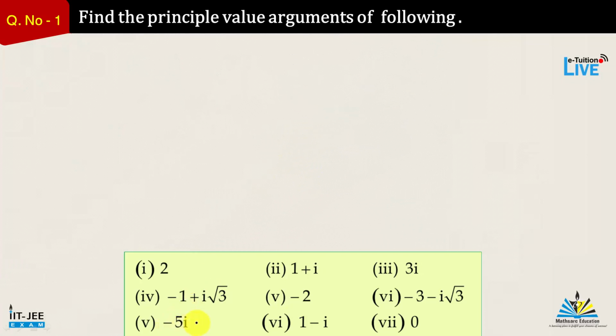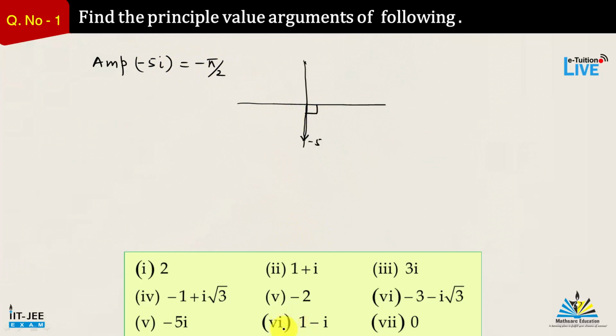Let's talk about minus 5 iota. So you will observe from here, let's say this is minus 5. This is the vector showing minus 5 iota, and this is the angle that we need to plot. So the argument or amplitude of minus 5i is equal to minus pi by 2. This is the negative angle pi by 2.